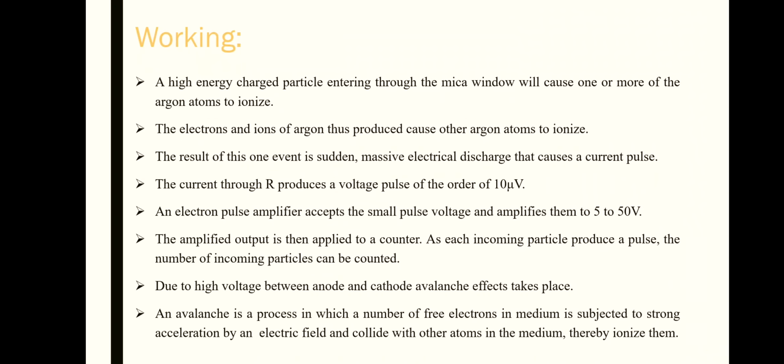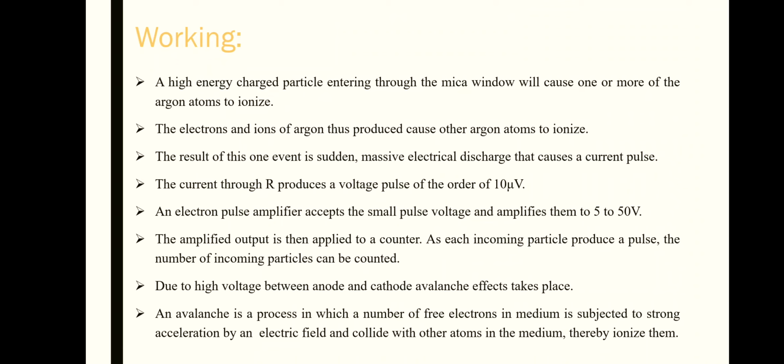Now let's understand how the GM counter works. When a radiation particle enters through the mica window, it hits the argon gas atoms. The entry of the radiation ionizes the gas atoms, meaning electrons and positive ions are formed. Because of the high voltage, these electrons move very fast and collide with other atoms, causing more ionization. This chain reaction is called the avalanche effect.